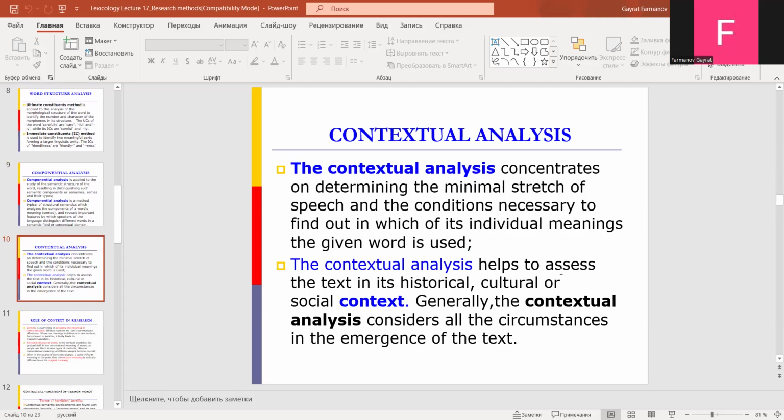Contextual analysis. Contextual analysis concentrates on determining the minimum stretch of speech and the conditions necessary to find out in which of its individual meanings the given word is used. The contextual analysis helps to assess the text in its historical, cultural, or social context. Generally, the contextual analysis considers all the circumstances in the emergence of the text.